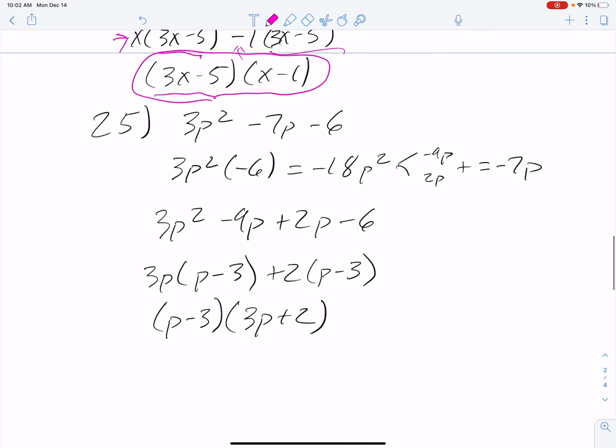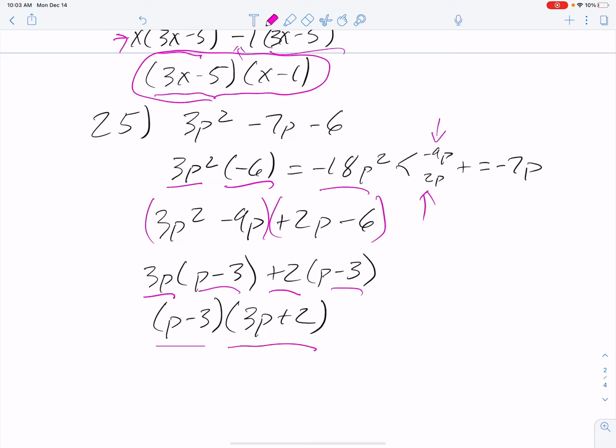All right, last homework problem of the semester. So multiply my first term times my last term, get -18p squared. Factors of -18 that add up to -7 are -9 and +2. I set up my new polynomial. I factor what I can out of the first group, what I can out of the second group. P minus 3 matches P minus 3, so I factor P minus 3 out. I'm left with 3P plus 2. I've got my final answer.